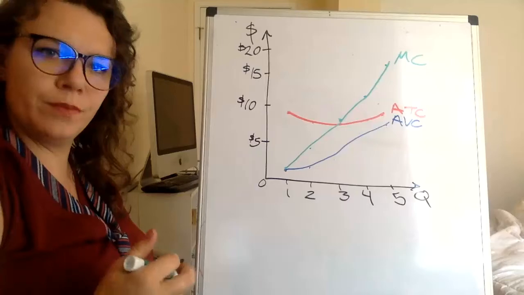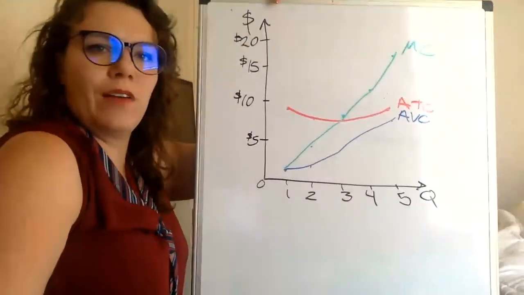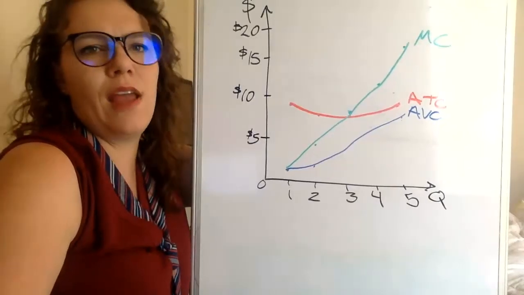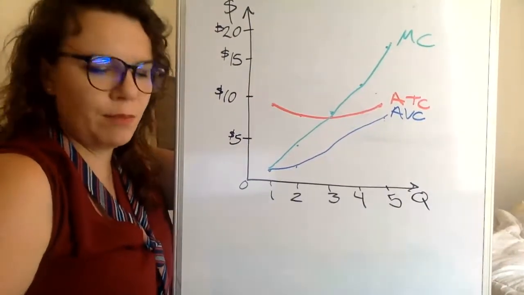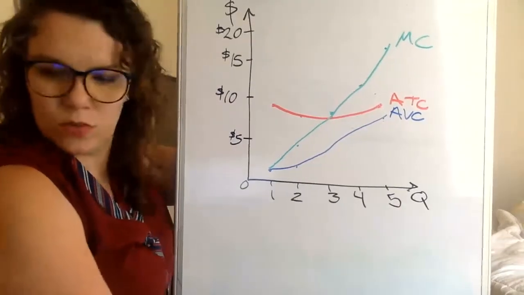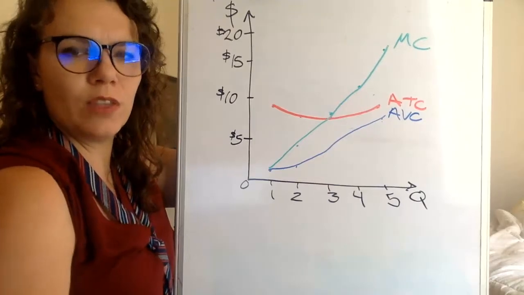Cool? Kind of works? Kind of makes sense? The next part of the problem says, now that we've got this graphed, assume this firm is perfectly competitive and faces a price of $13. At what level would the firm produce?